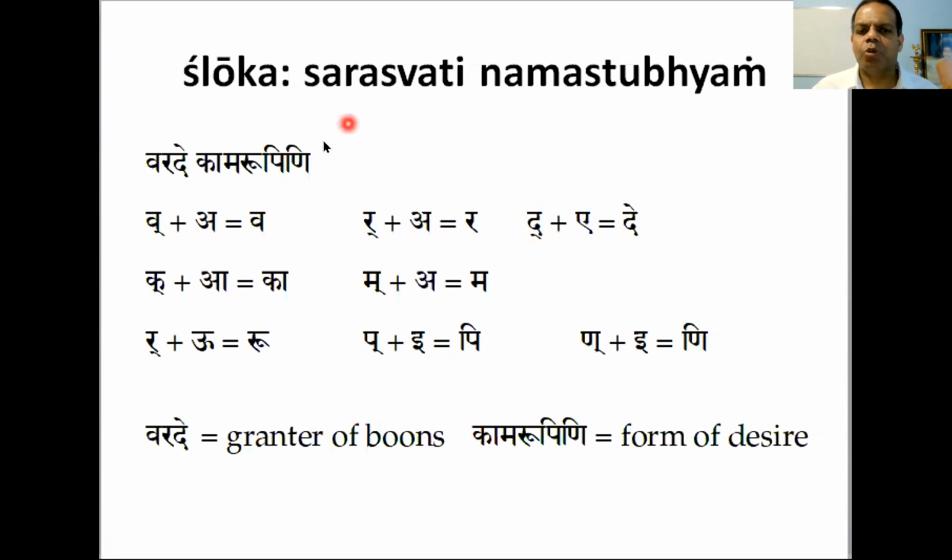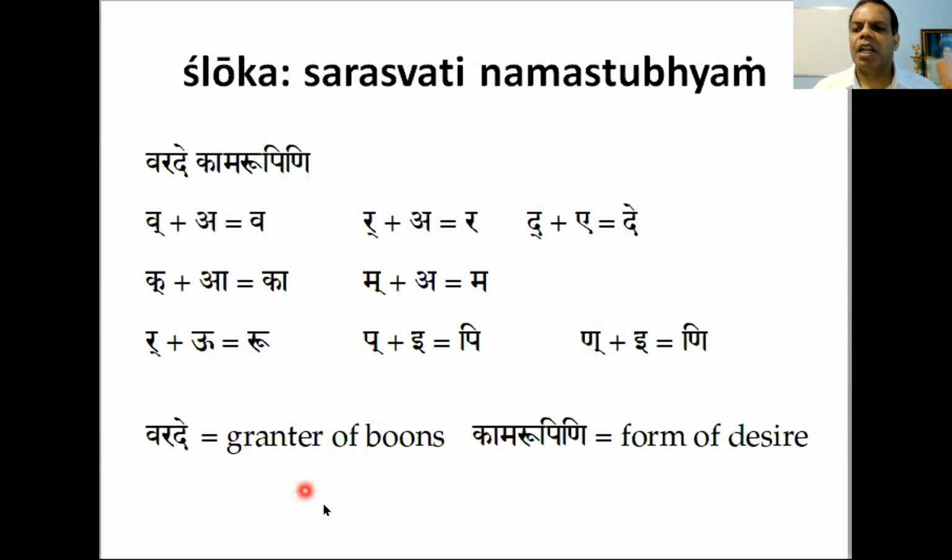The next word is Kamarupini. The first letter is Ka. Ik plus A becomes Ka. Plus A becomes Ma. Ka, Ma. The third letter is Ru. Ir plus U gives you Ru, longer U. Then Pi: Up plus E gives you Pi. The next letter is Ni. Un plus E gives you Ni, just the cerebral Na, okay, nasal, with the Ta Varga, ta ta da da, na. Ni. Kama, Rupi, Ni.